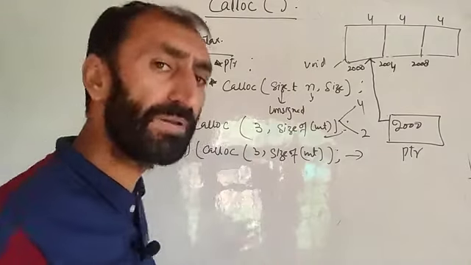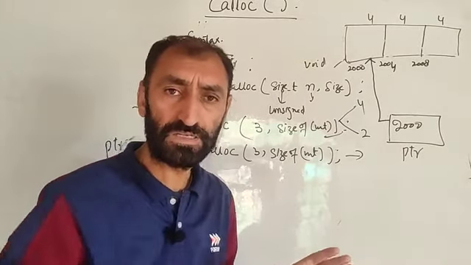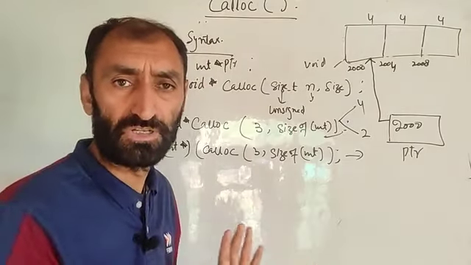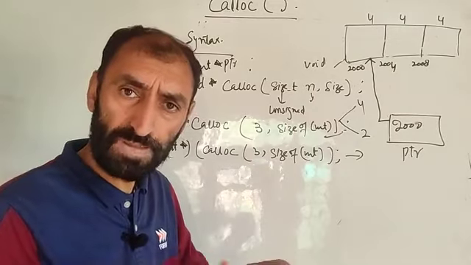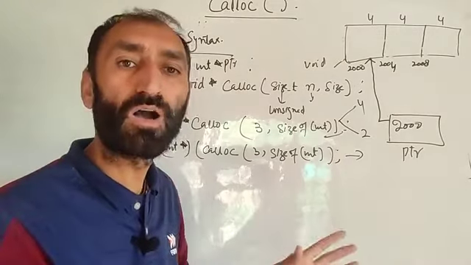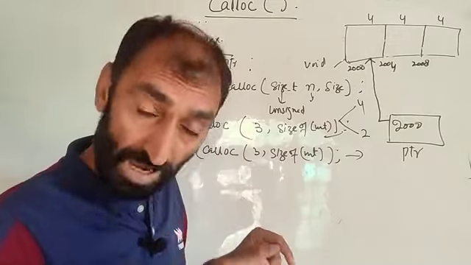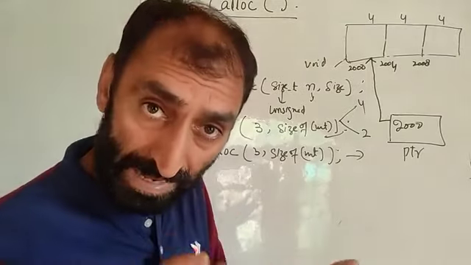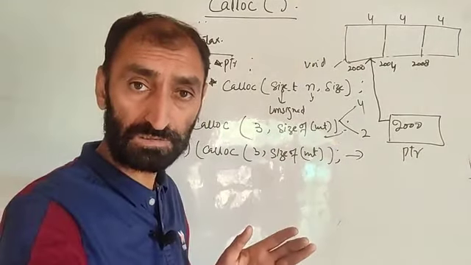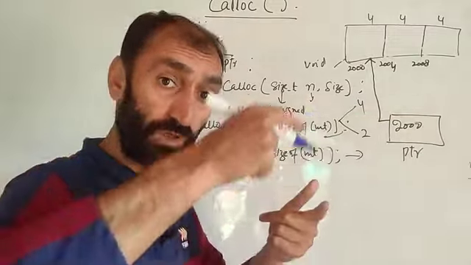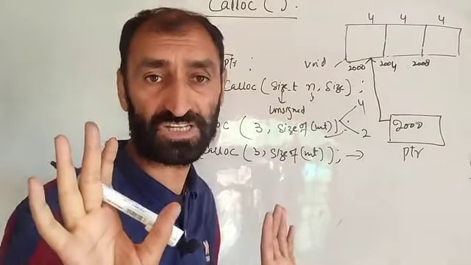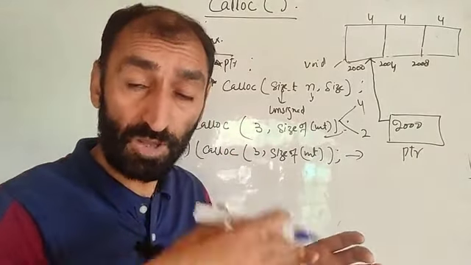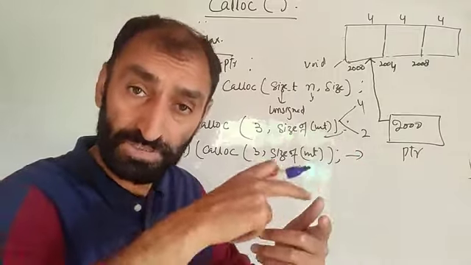Simply, the calloc function stands for contiguous allocation. Number two, the calloc function allocates the memory in blocks, and each block is of the same size. Whereas for the malloc function, here I will also do the difference. The full form of calloc is contiguous allocation, whereas the full form of malloc is memory allocation. Number two, calloc dynamically allocates the memory in blocks, and each block is of the same size.